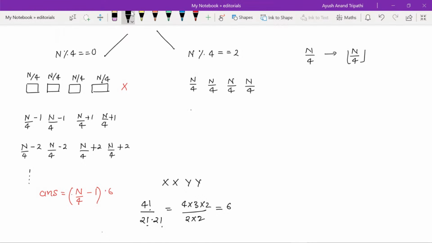Then the next partition could be n by 4 minus 1, n by 4 minus 1, and again n by 4 plus 1, n by 4 plus 1, right? And I will make all the partitions valid. So on, we'll follow the same logic. So in this case, what will be the answer? Our answer would be equal to the floor value of n by 4 multiplied by 6.